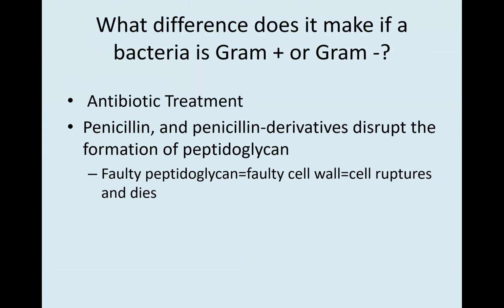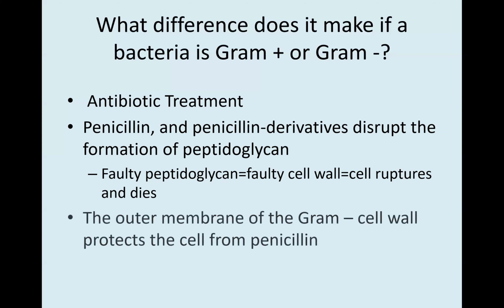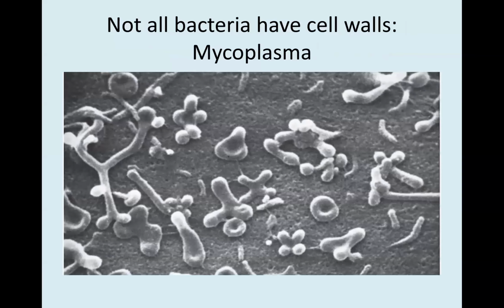Penicillin derivatives disrupt the formation of peptidoglycan. So if we have a faulty peptidoglycan, then we're not going to have a great cell wall structure. Because they won't have that proper cell wall structure, eventually the cell will rupture, or what we call lyse, and it's going to die. The outer membrane of gram-negative bacteria actually protects the cell from penicillin. So while this is really helpful for gram-positive bacteria, it isn't that wonderful for gram-negative bacteria, and this wouldn't be the drug of choice if you had a gram-negative species.